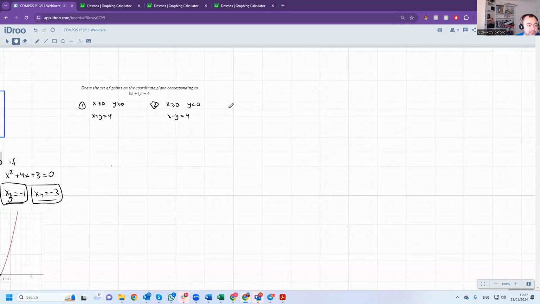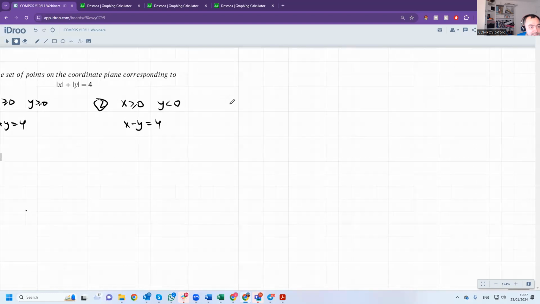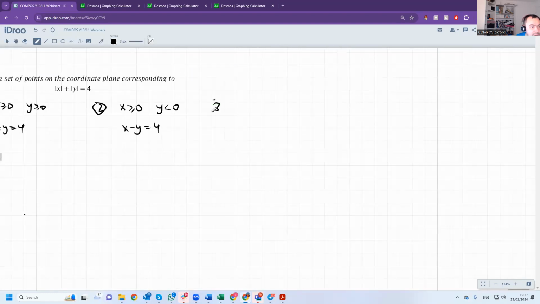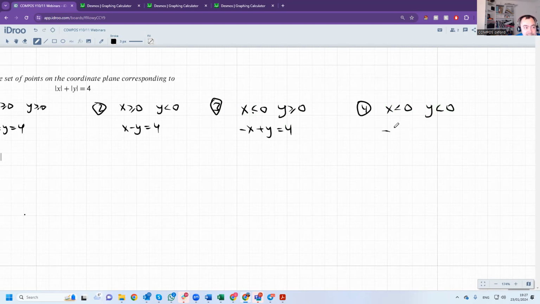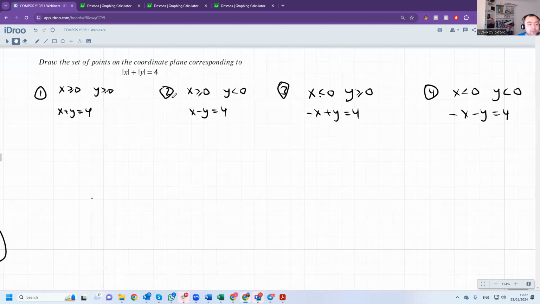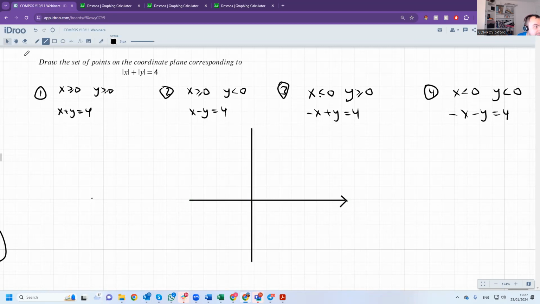Now the third case: x is negative, y is positive, and this becomes minus x plus y equals 4. And finally, case number 4 is x less than 0, y is less than 0, and that's minus x minus y equals 4. And these are 4 graphs, and they are 4 straight lines. And if you were to draw them, I'm sorry I'm a bit rushing because I have to finish at 1:30.